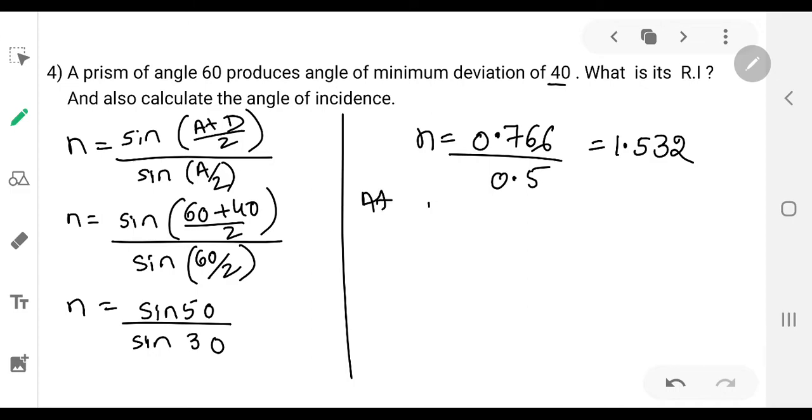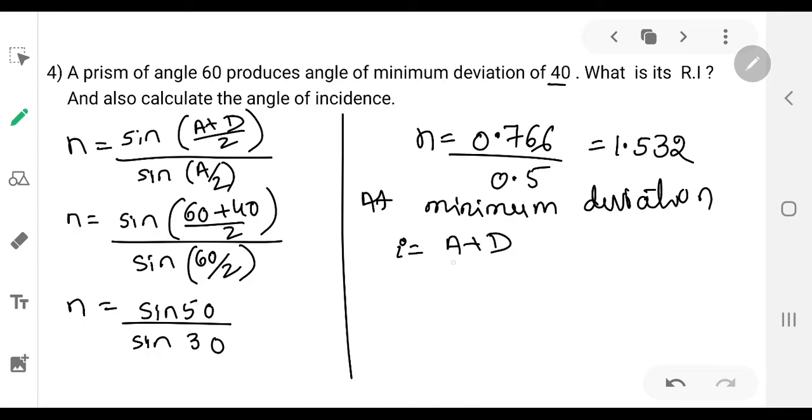At minimum deviation, the angle of incidence is (A plus D) by 2, which is nothing but 50 degrees. So the angle of incidence at minimum deviation is 50 degrees.